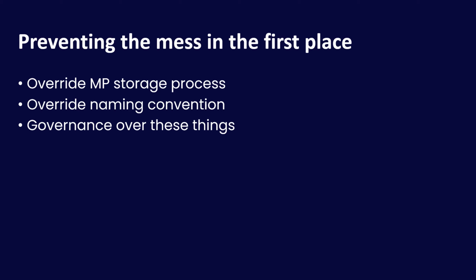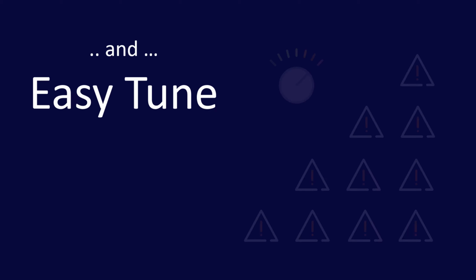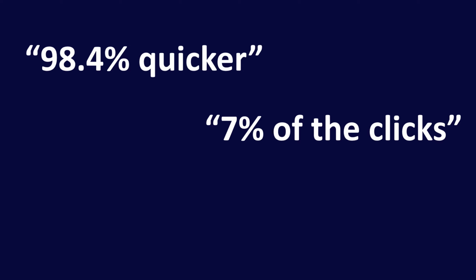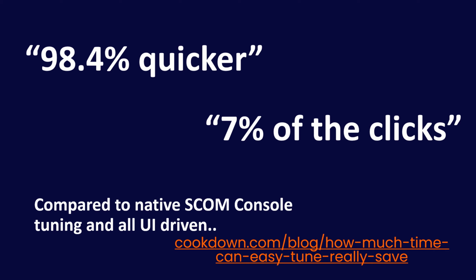Because it's all well and good having a process, but if no one's actually following that process, it's a bit pointless really, and you'll still end up in the mess that I've shown you with my actual example. So a product that will help with this is EasyTune, because EasyTune will enforce all of these bits and bobs. It is really quick and easy to get going with EasyTune. It is 7% of the clicks and 98.4% quicker than doing all of your tuning using the native SCOM console. There's a blog on that there.